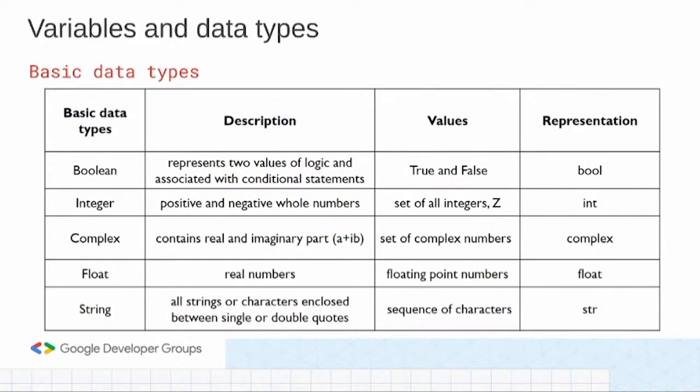The string data type consists of all strings and characters. Anything that is enclosed between single or double quotes is treated as a string. The value enclosed between quotes can be a number, a specific character, or an alphabet, anything. So anything that is contained within quotes is treated as a string data type. It is represented by the letters str.